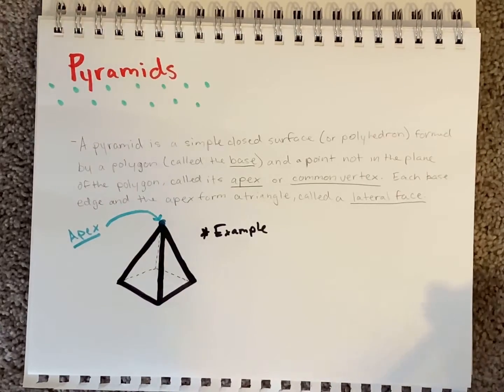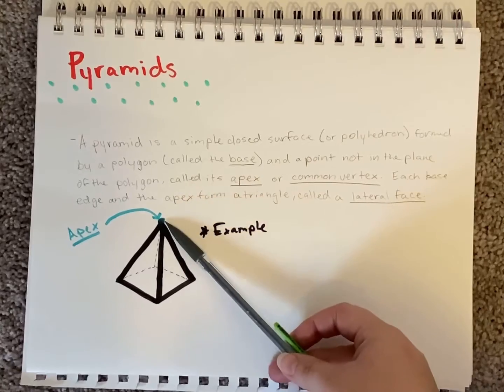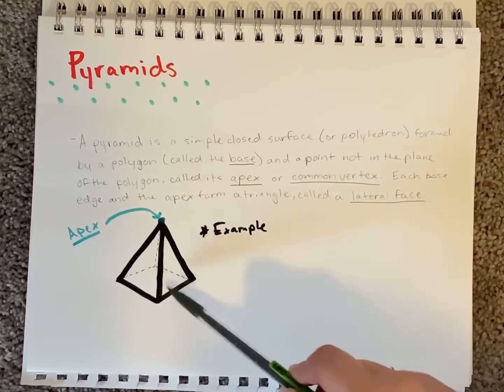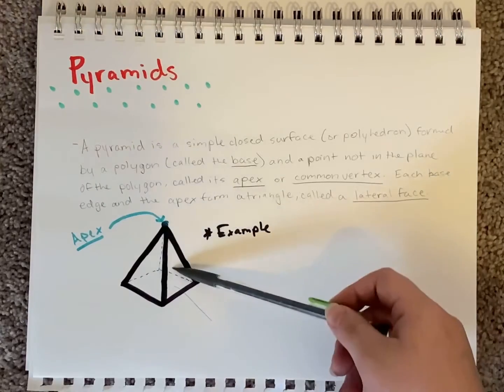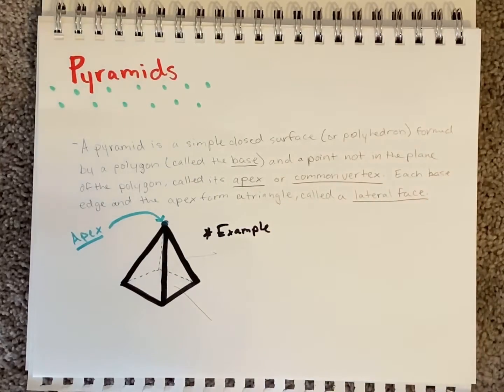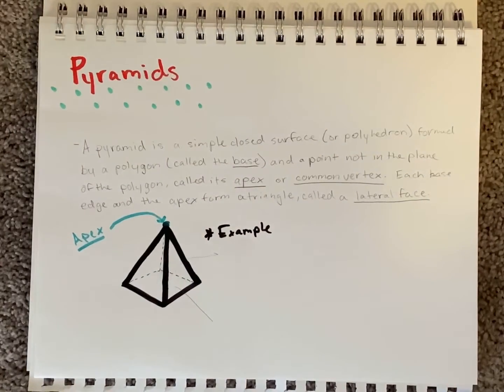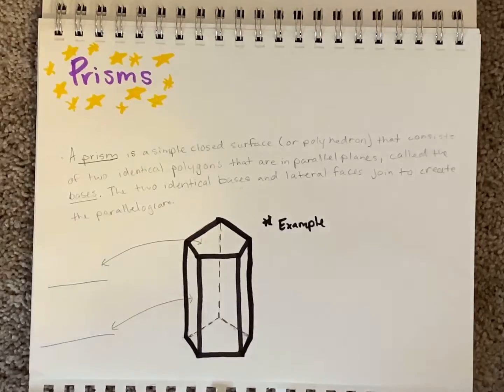You can see the point on the triangle of the pyramid is actually called the apex, and down here would be the base. And these would be your lateral faces, of course. They would be similar to each other, and it comes together to form the pyramid at the point of the tip, which is called the apex.